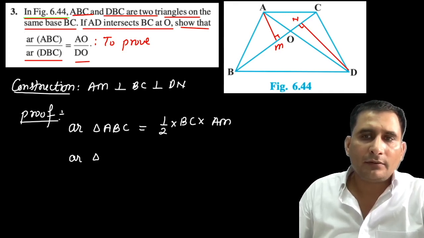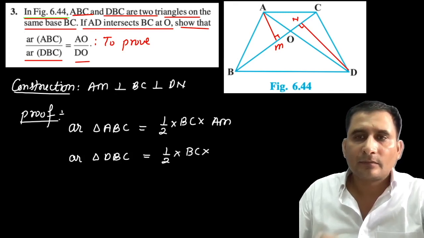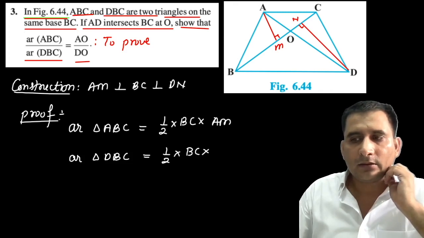Now look at this area of triangle. If I need to find out the area of triangle DBC, what is the area of triangle DBC? It's equal to half into base again BC and height is DN. Height is DN. Okay.